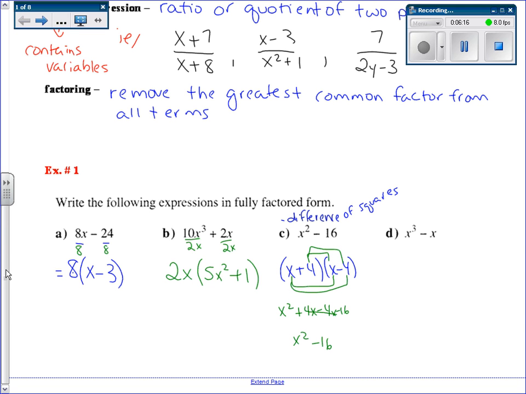And then the last one, D, we can take out an x. So if we divide this by x, divide this by x, we have x times x squared minus 1. Okay, so that's factoring. So in this unit, you're going to need to do a little bit of factoring. And if you don't remember how to do it, don't worry, you're going to get lots of practice doing it.